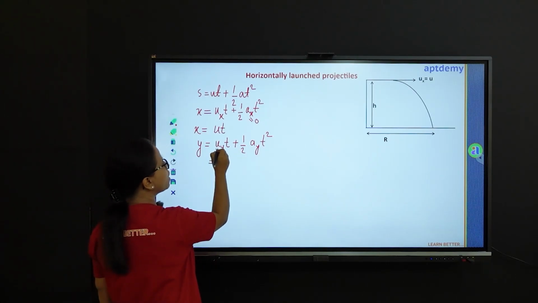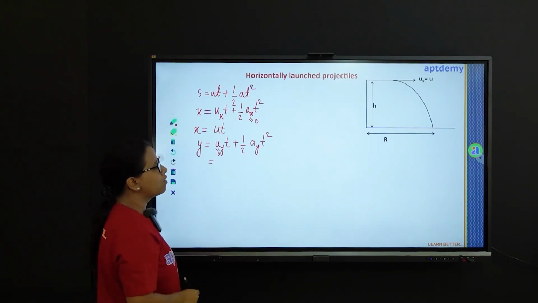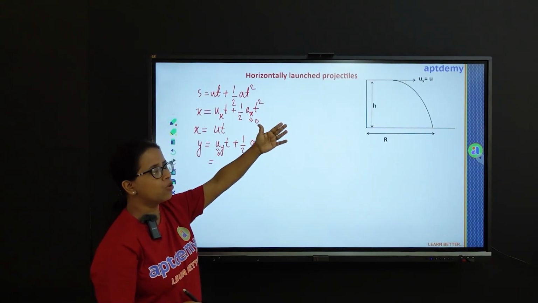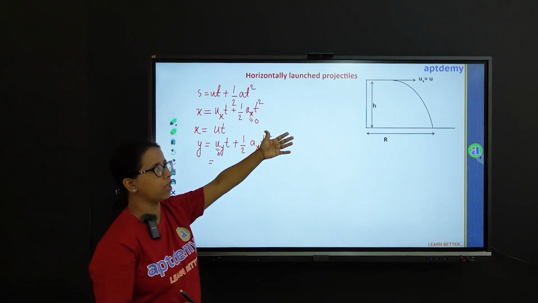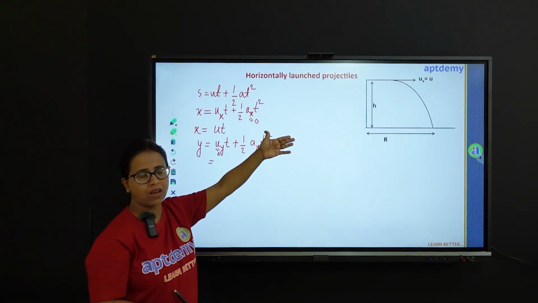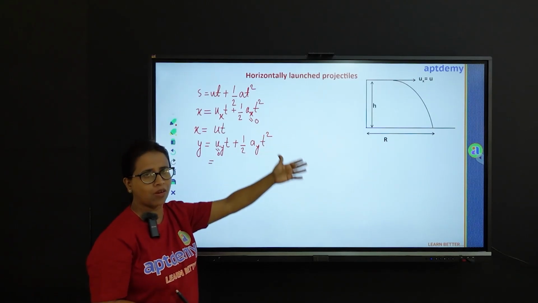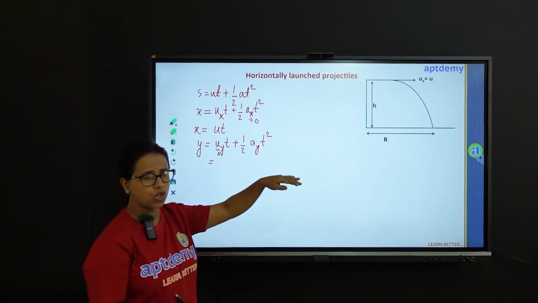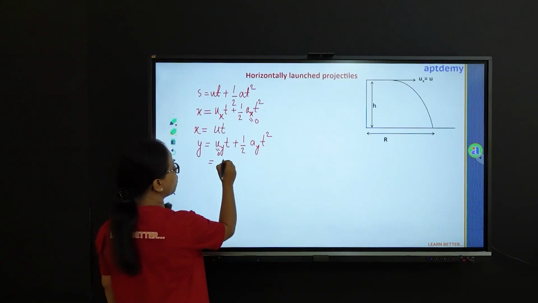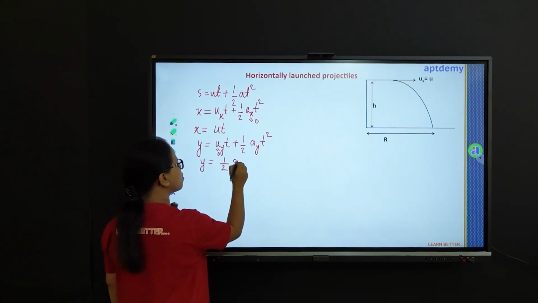So, this uy is actually 0, and ay is the acceleration in the y direction. You can easily predict from the drawing that along the vertical direction, the acceleration that is playing a part is nothing but gravity. And since it is downward motion, ay will be equal to plus g. We are left with y equal to half g t squared.